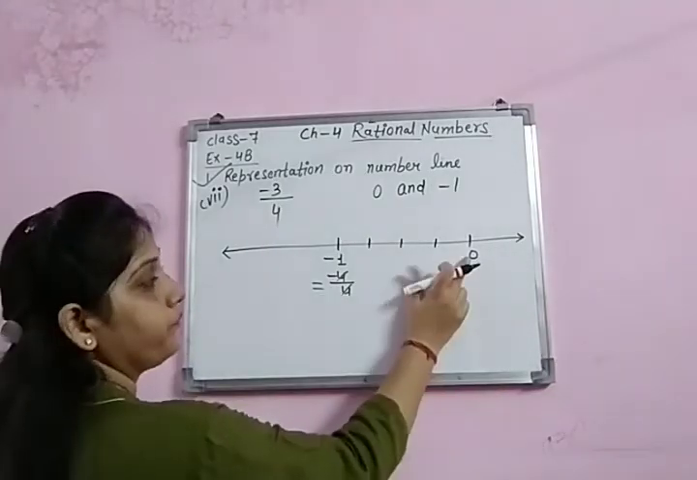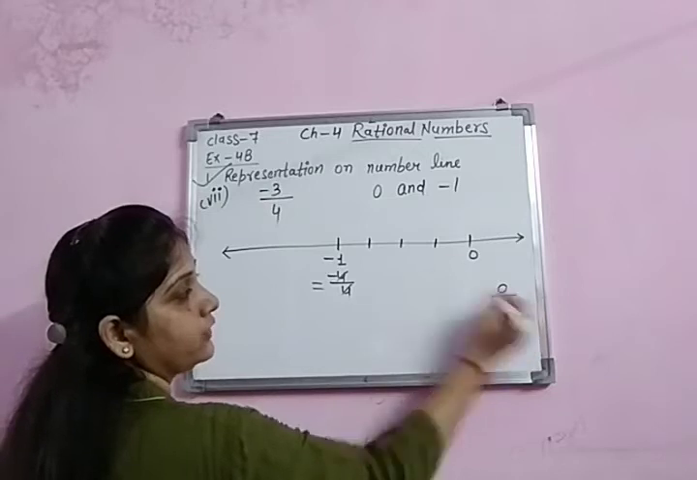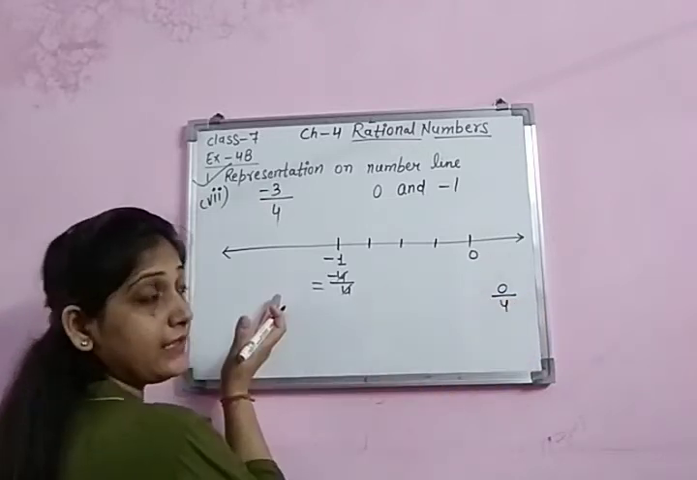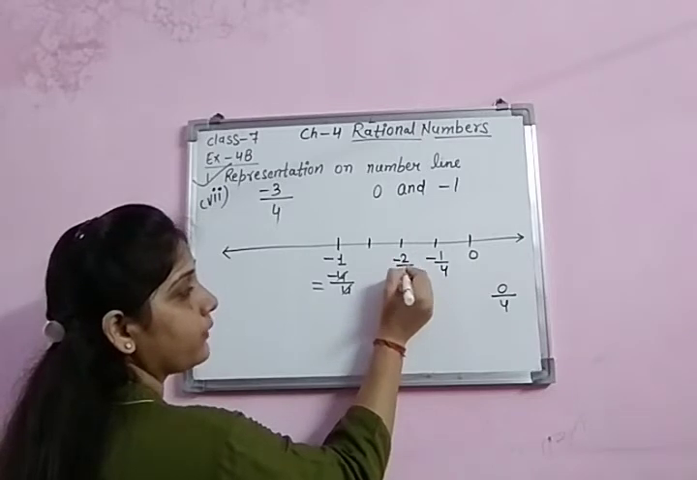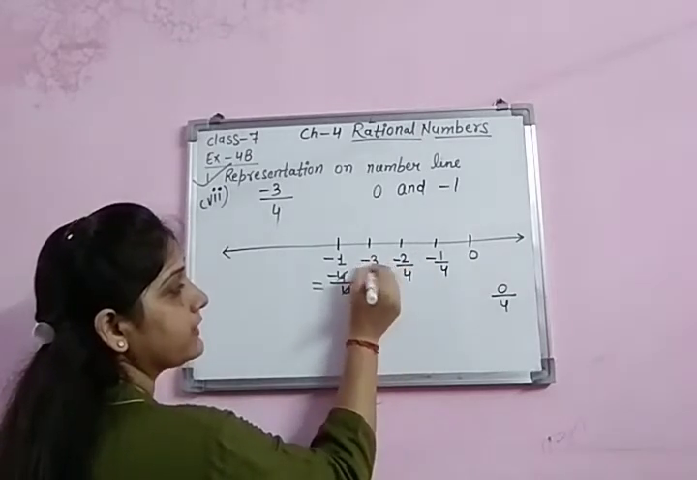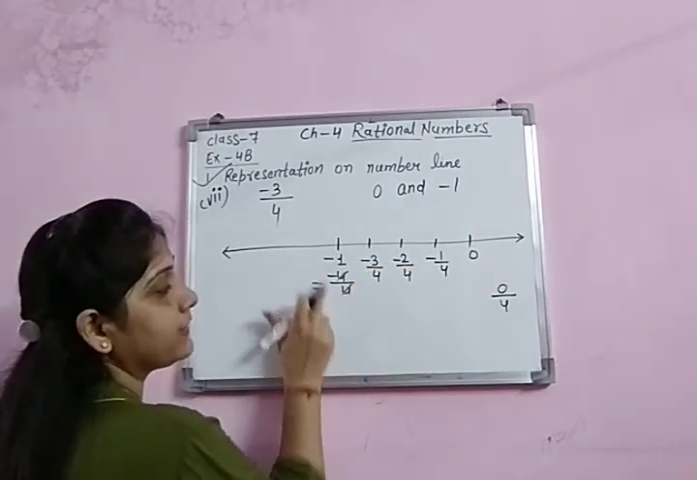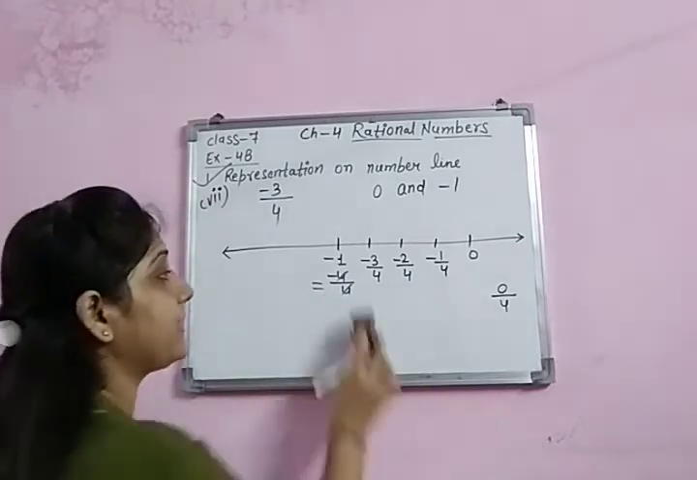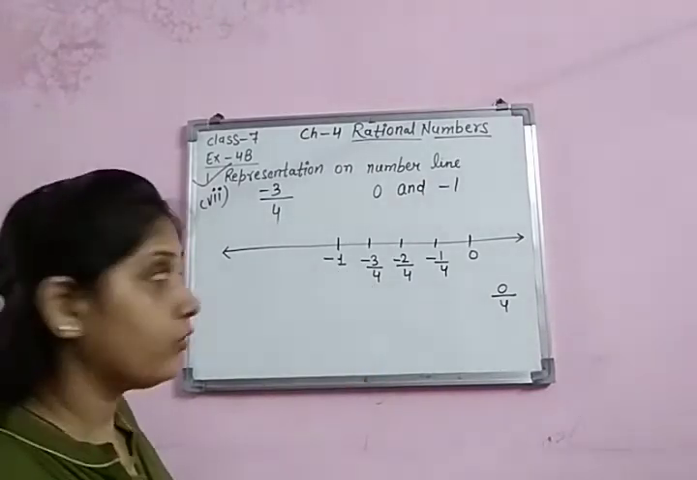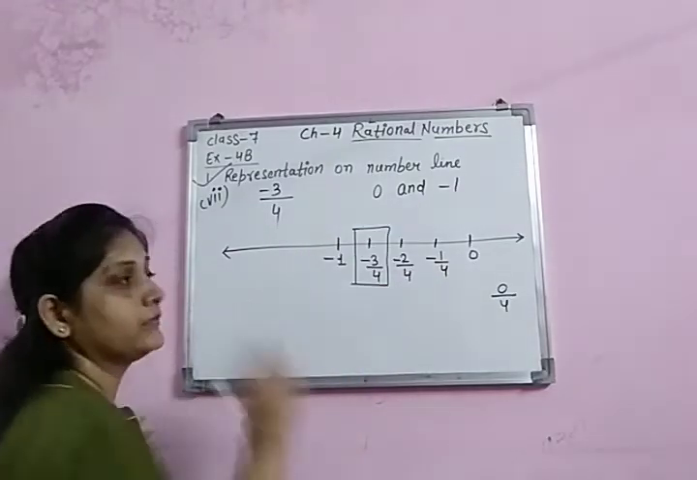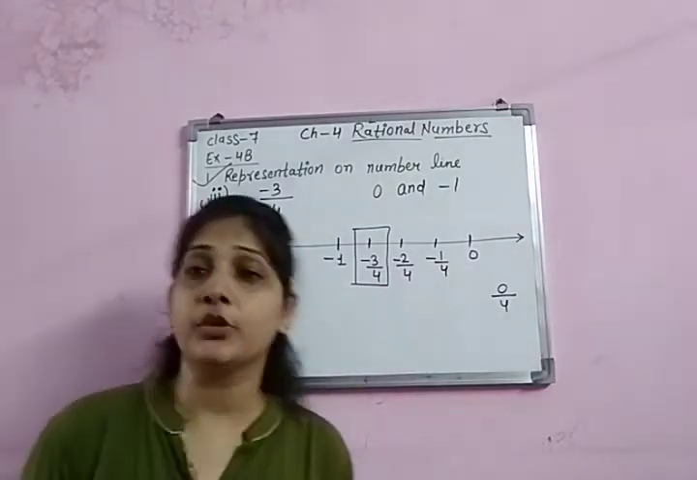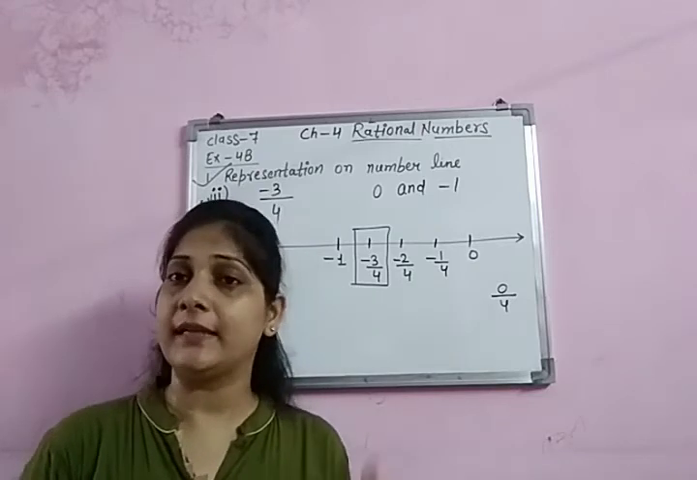So 0 is 0 upon 4. Now we are moving on the left. So minus 1 upon 4, minus 2 upon 4, minus 3 by 4 and this is minus 4 by 4, which can be written as minus 1. So do we get minus 3 by 4? Yes. So in this way we can show the rational number on the number line.